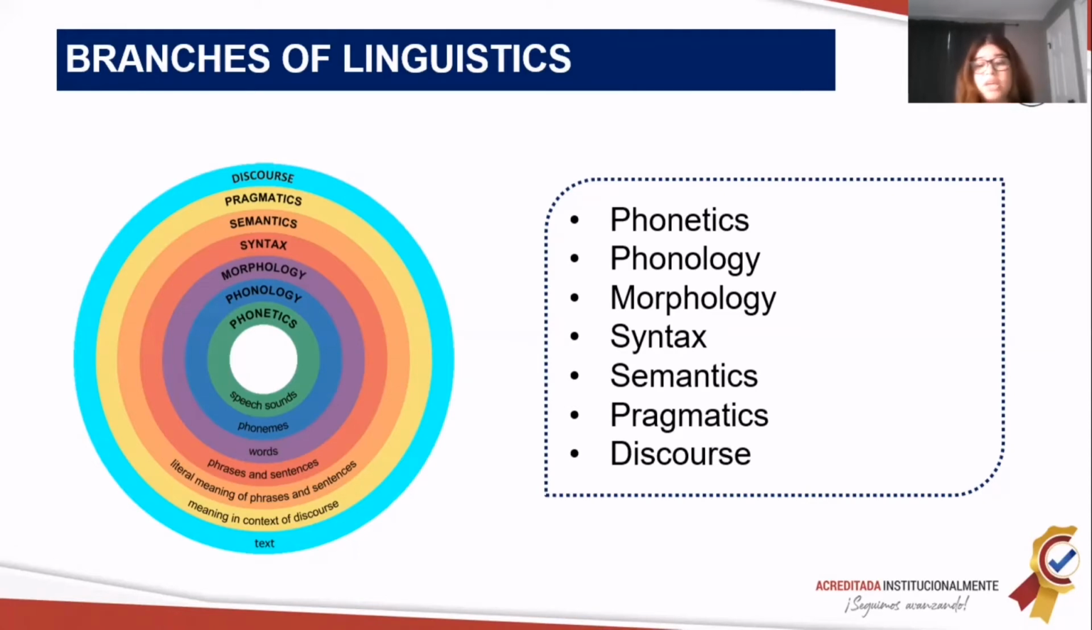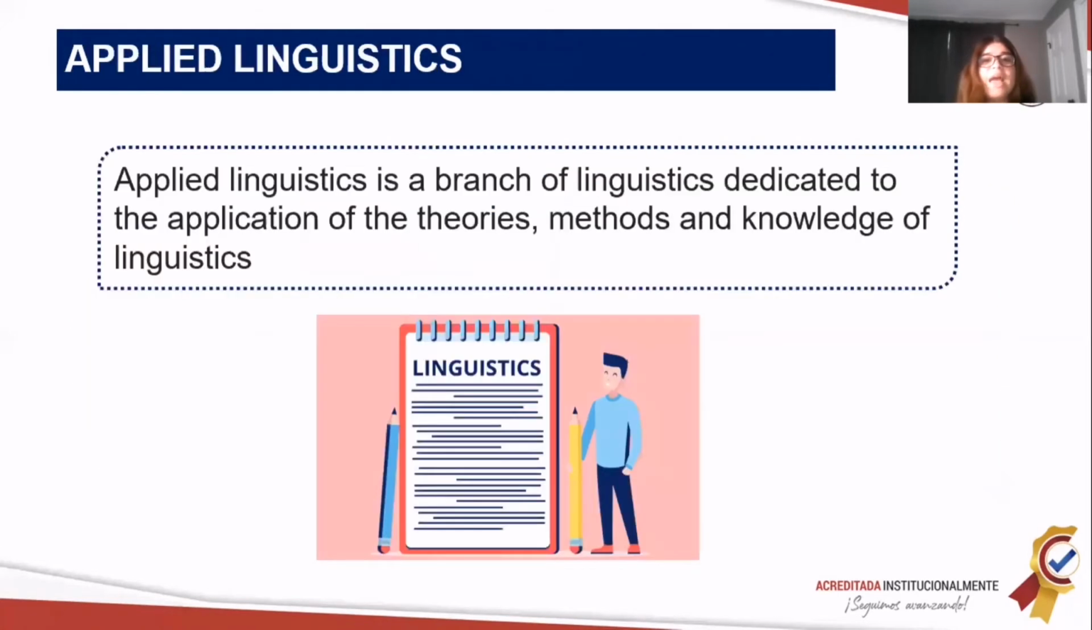On the other hand, there are different types of linguistics, and applied linguistics is one of them. So, what is applied linguistics? Applied linguistics is a branch of linguistics dedicated to the application of the theories, methods, and knowledge of linguistics to the resolution of various problems involving the use of language. In other words, it is interested in the applications of linguistics to other areas of human experience.